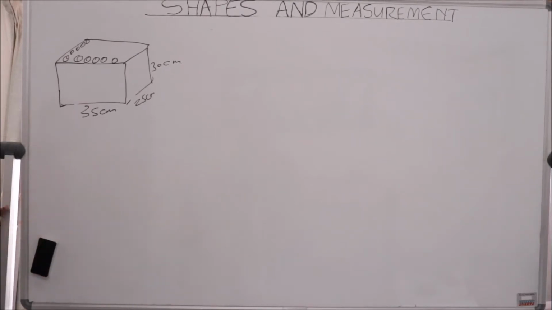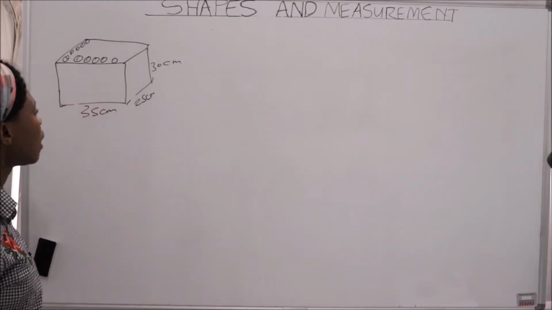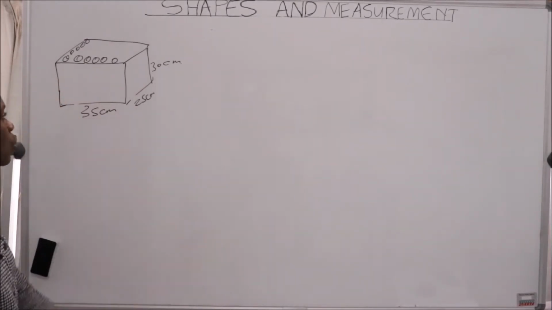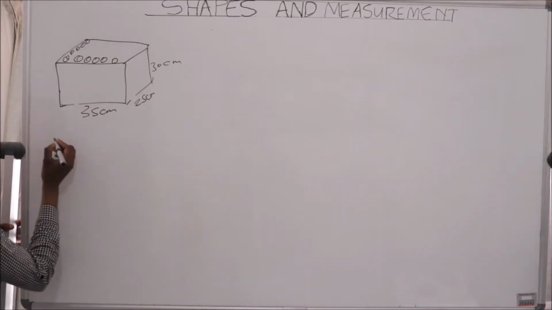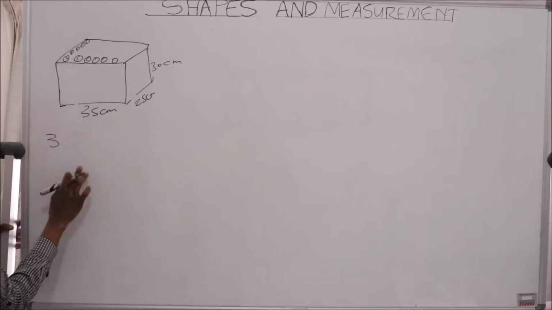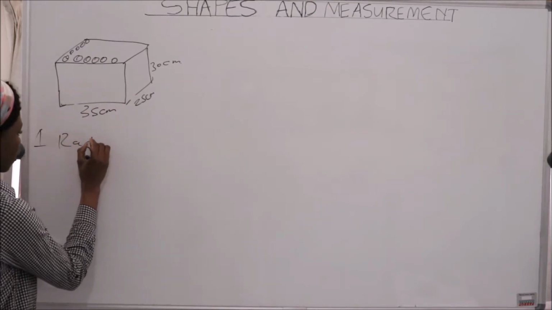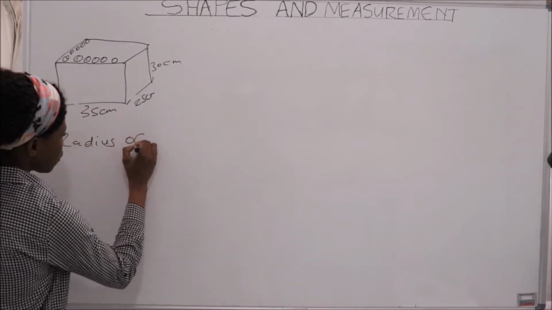To calculate the radius of each newspaper roll, we have to use the 35 centimeter length of the rectangular box and also the 25 centimeter breadth of the rectangular box. So we have 35 centimeter. We are now calculating the radius of the newspaper roll, which is question number 1.